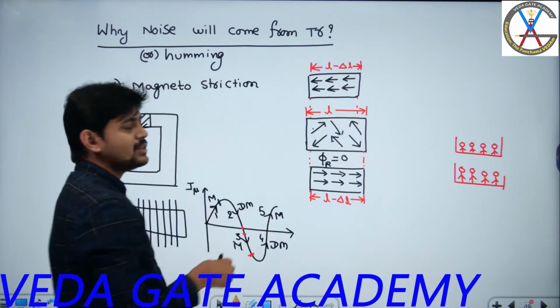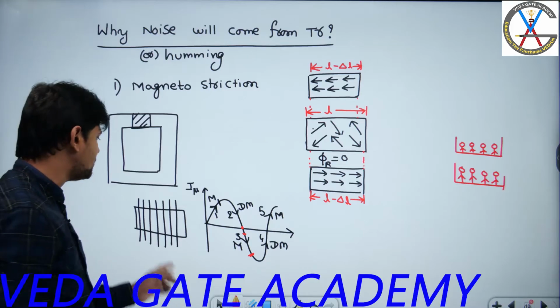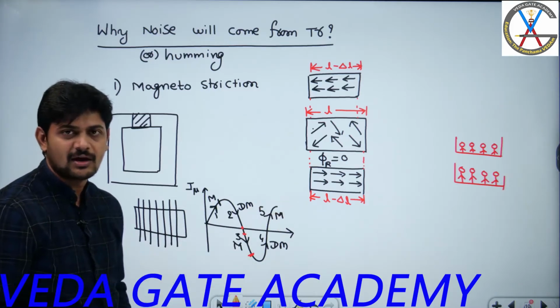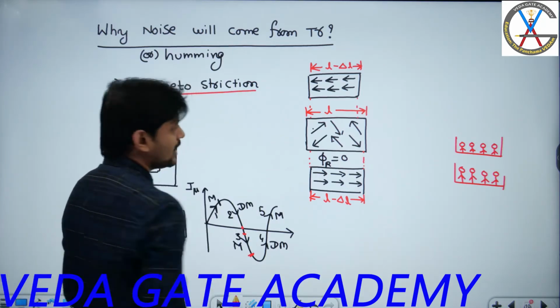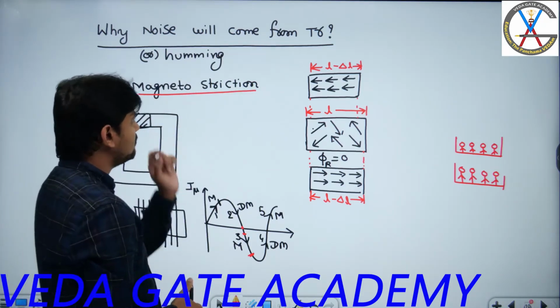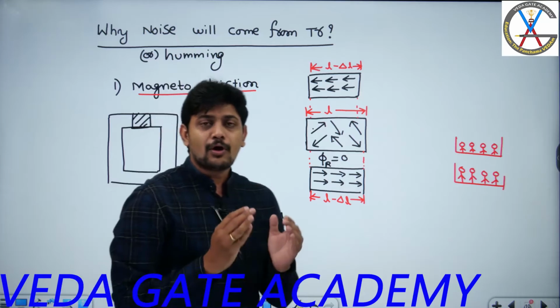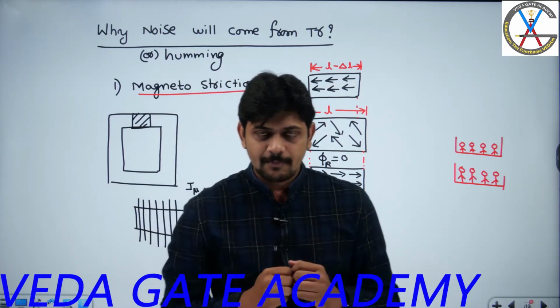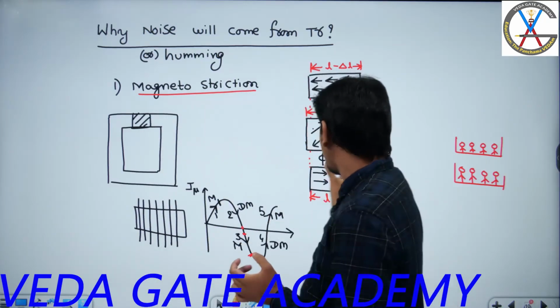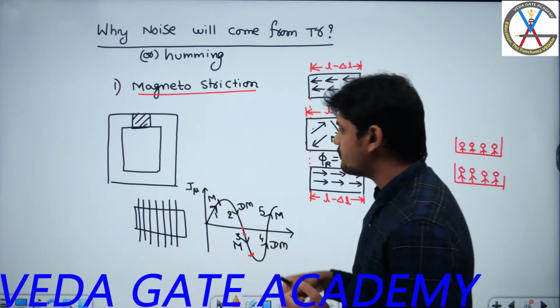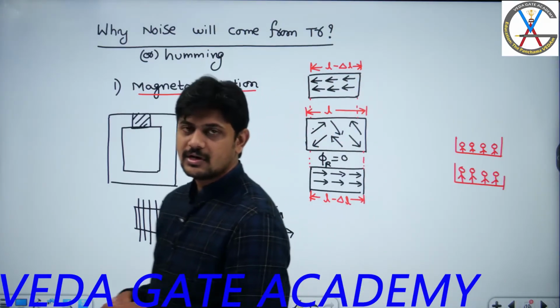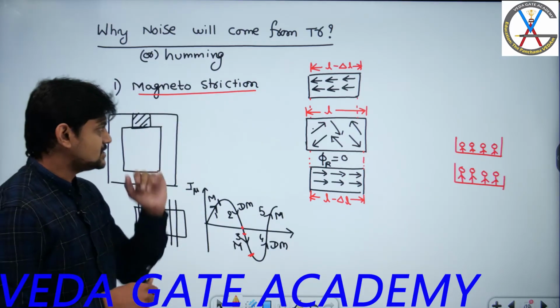So that means what will happen? There is a change in the dimensions taking place because of this alternating nature of the magnetization process. That phenomenon we can call magnetostriction. So what is the definition of magnetostriction? It is the property of a magnetic material in which changes in dimensions take place because of the alternating nature of the magnetization process, and it is called magnetostriction.